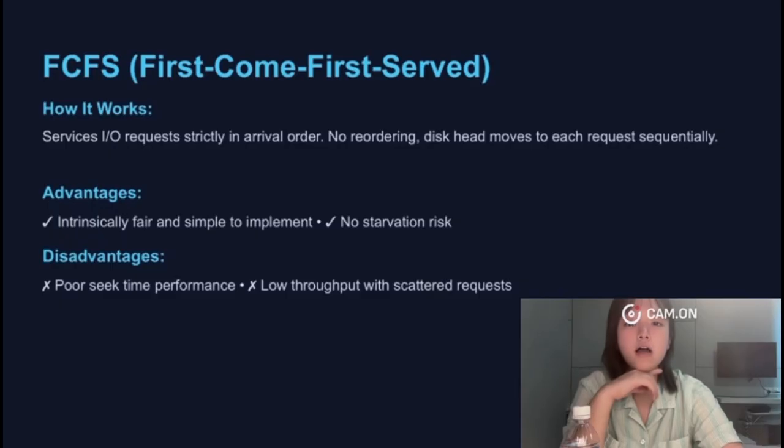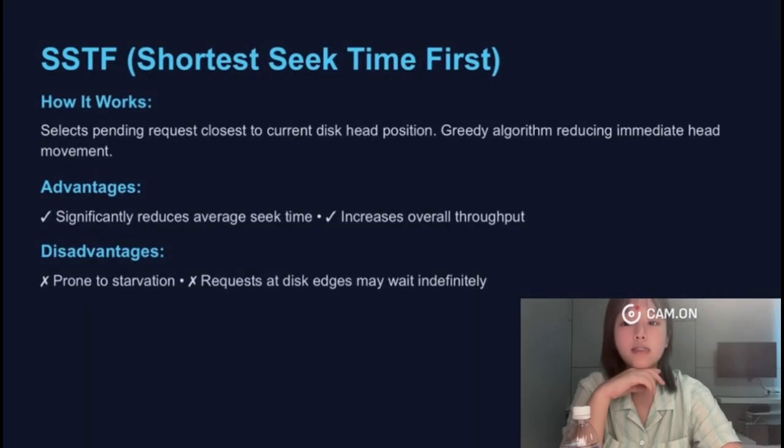If requests are scattered across the disk, the head moves back and forth extensively, leading to long seek time and low throughput. FCFS is suitable for systems with light I/O load and few requests, or scenarios where fairness is more critical than performance. And the second one is SSTF.